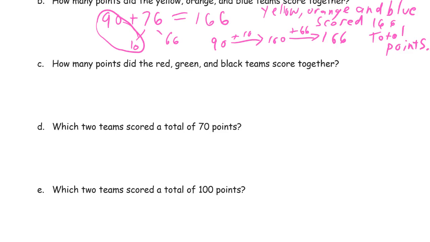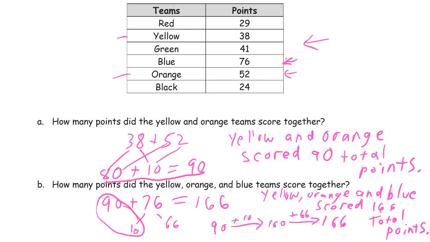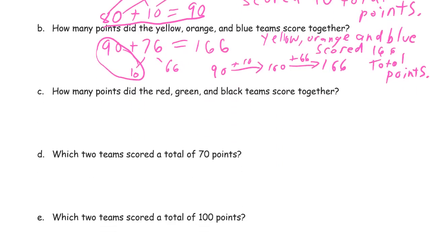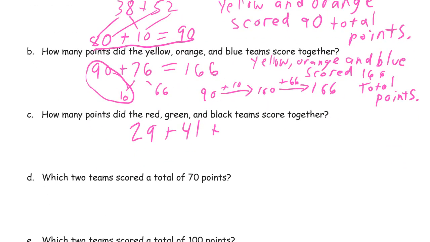How many points did the red, green, and black teams score together? So red is 29, green is 41, and black is 24. So 29 plus 41 plus, what was the other number? 24. Now this looks like some of the problems we did on the first page. Here we have a 9 and a 1. There's a 10. And then we'll plus that 4 is 14.